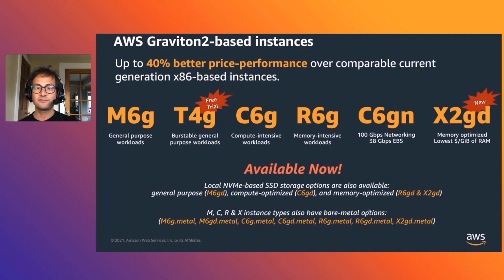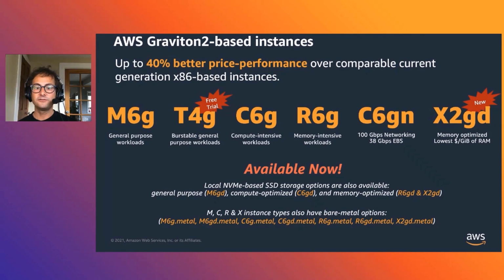And we have more recently released the X2GD. The X2GD is the latest one in the Graviton2 family. That's an instance with up to 1 terabyte of memory. And that's the one with the cheapest dollar to memory ratio. So if you really need a lot of memory, the X2GD is a good instance type.